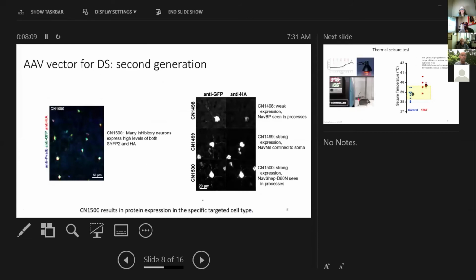And here I'm just going to show a couple of slides with preliminary data. Here we are showing that our vector can target inhibitory neurons, as you can see by this triple labeling of inhibitory neurons, GFP, and anti-HA tag that is associated with our therapeutic transgene. And we see that at least one type of our virus labels very well all the way into the dendrite of the cells.